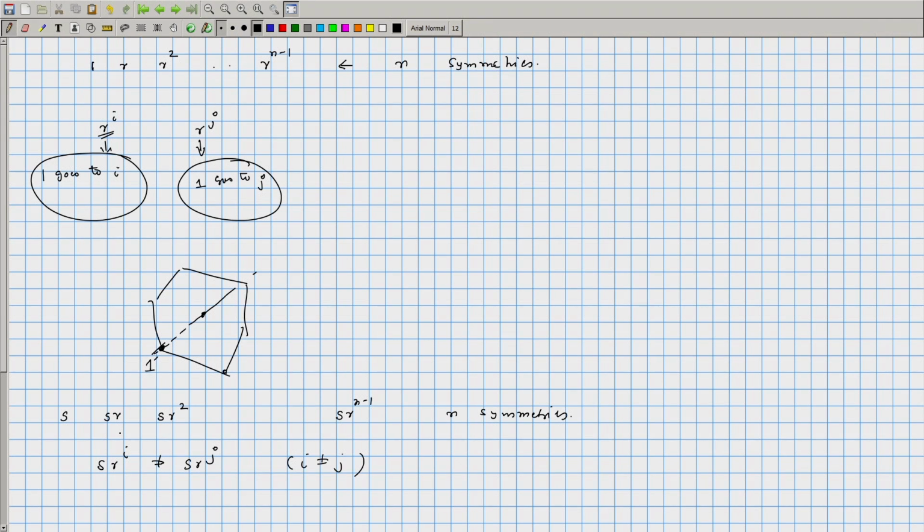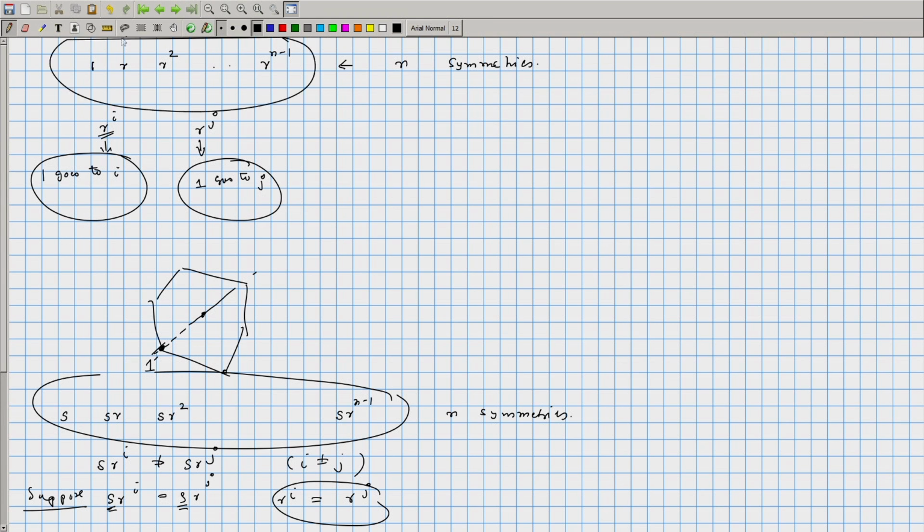Can two of them be equal? So, if S r raised to i is equal to S r raised to j, that would mean even if you did not apply this S, things would have been the same. That means r raised to i will be equal to r raised to j. So, this is not the case, because we argued that r raised to i and r raised to j are different when i is not equal to j. So, here we have n symmetries, and here there is another set of n symmetries, and they are all different within each set, but there could still be a problem.